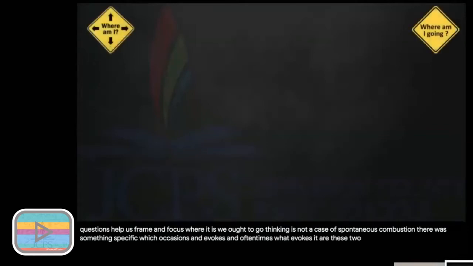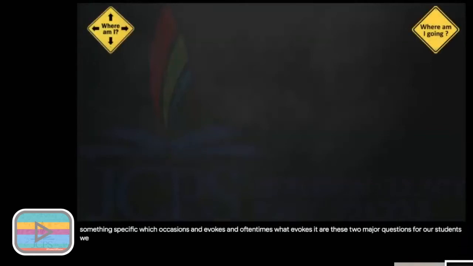And oftentimes what evokes it are these two major questions for our students. We cannot just throw them into Wonderland. They have to navigate very complex things in their own life. But oftentimes, between the question of where the student is and where the student is going, there's an enormous gap. We call these curiosity gaps. We don't know how to fill these curiosity gaps necessarily because we can't, again, throw the kids into Wonderland. So oftentimes in a classroom, we have to manufacture these curiosity gaps.